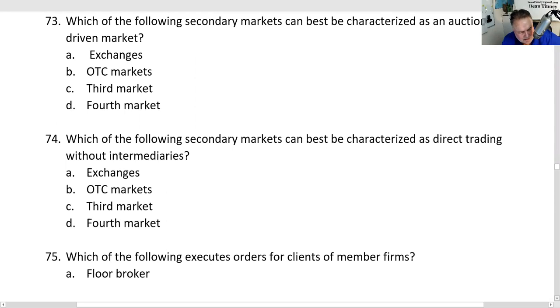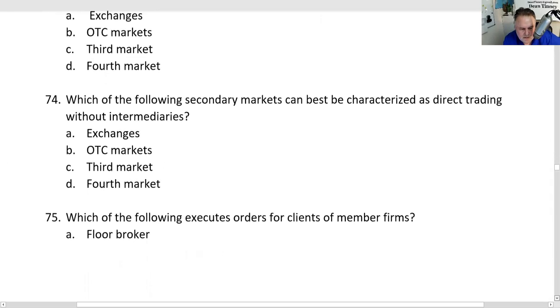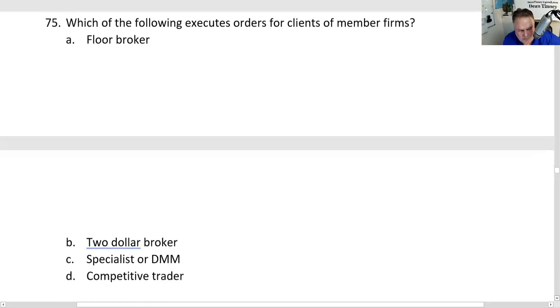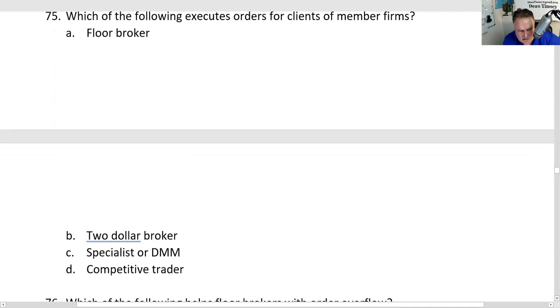D is in dog, and they have their own electronic communication network known as Instinet. That stands for Institutional Network. These are participants on the New York Stock Exchange. And so the floor broker executes orders for clients of member firms. The $2 broker helps the floor broker with order overflow. The answer here is A is an atom.